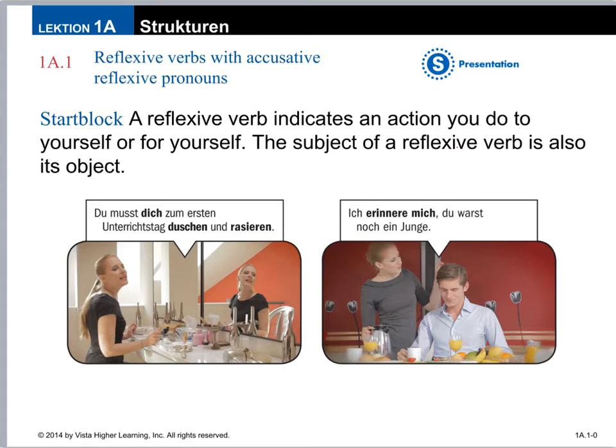We have this example from our Fotoroman. Melina says, du musst dich zum ersten Unterrichtstag duschen und rasieren. So dich duschen, you need to shower yourself, und dich rasieren, to shave yourself. She also says, ich erinnere mich. So I remember. She's recalling something for herself.